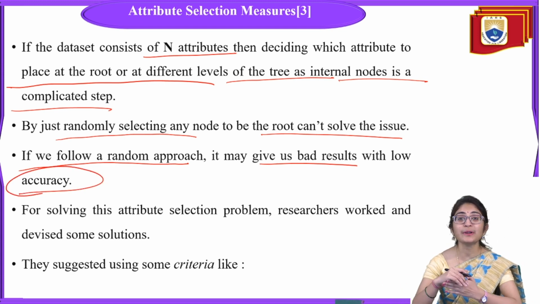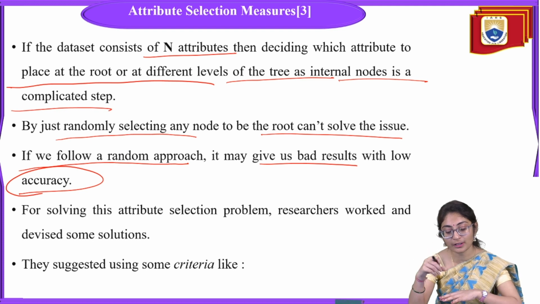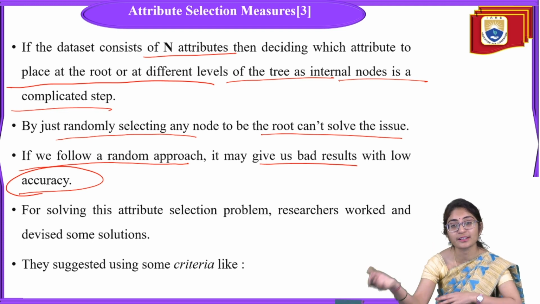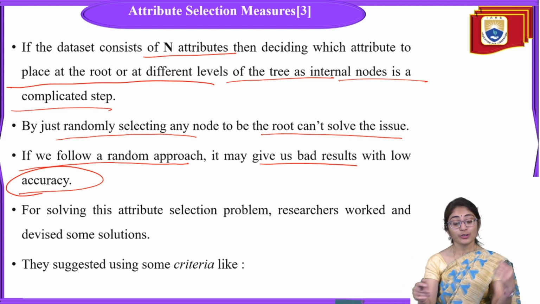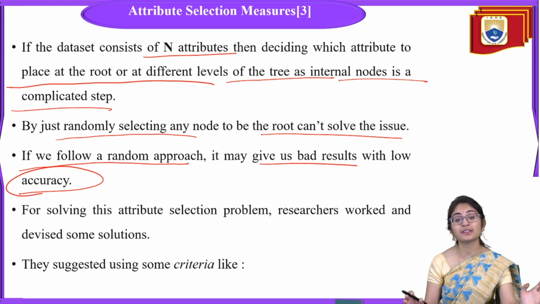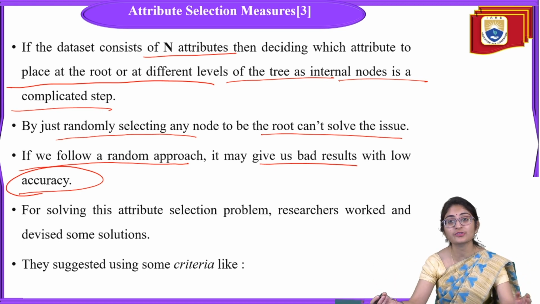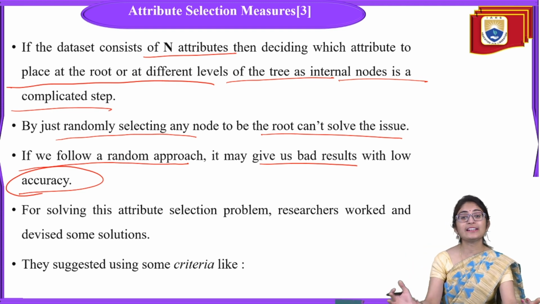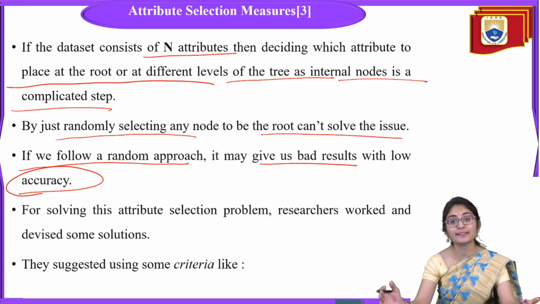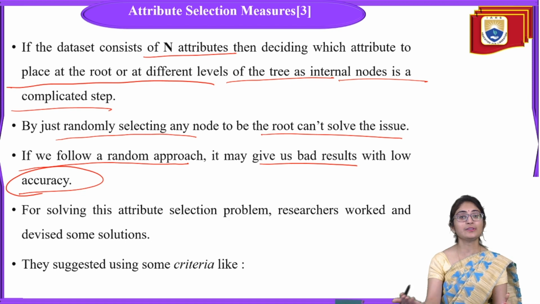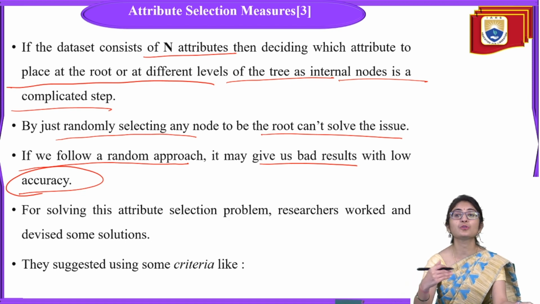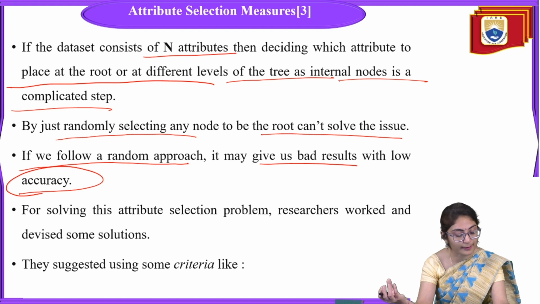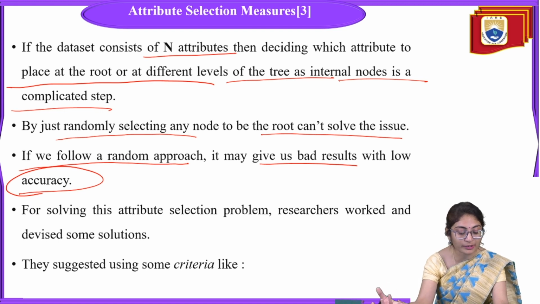For example, you have selected any attribute as a root node, and then you have to reach the conclusion. You have to reach your target. So if you selected randomly any attribute as a root node, definitely it will give a bad result and that will give low accuracy. That means it will show some low accuracy for your conclusion.